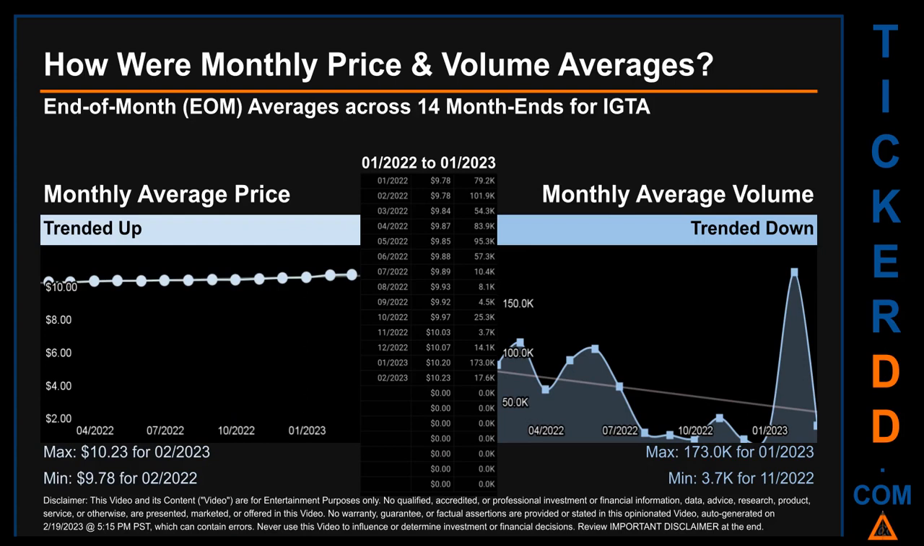How were price and volume averages for IGTA? Across 115 trading days, there were a total of 14 month ends, of which monthly averages for daily price and volume were calculated. Overall, monthly price average trended up while monthly volume average trended down. The maximum end of month average price was $10.23 for 02-2023 while the minimum was $9.78 for 02-2022. Looking at volume, 01-2023 and 11-2020 respectively saw the highest and lowest monthly average volume at 173,000 and 3.7 thousand.